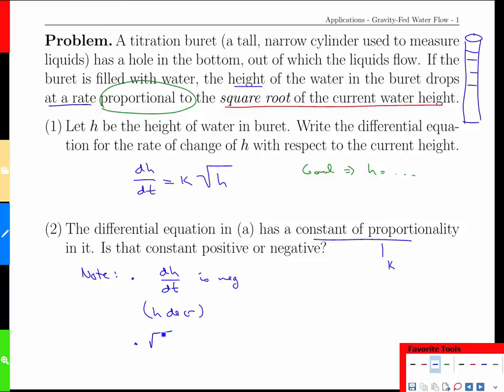We also note that square root of h is positive by definition. Whenever we need a negative square root, we put an explicit negative sign out front. And if we look at the ingredients in our differential equation, we want our derivative to be negative. We know that this square root of h term is positive, so the only way for that to work out is k must be negative. Otherwise, we would have a much less realistic physics application where the buret would be filling up with water over time, which would be a little unusual.